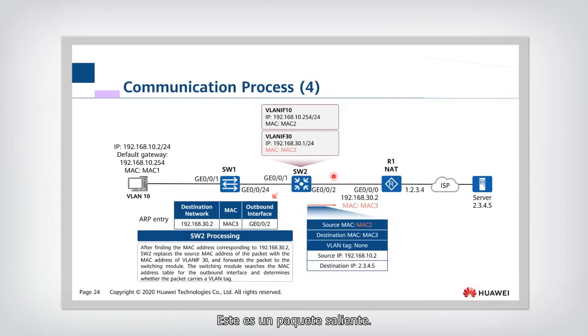So here you can see that this is the outgoing packet. First, switch 2 will find the MAC address corresponding to the next hop. They find the MAC address is MAC 3. So they will change the destination MAC to MAC 3 and the source MAC to be itself. The source IP and destination IP will stay unchanged. And how about the VLAN tag?